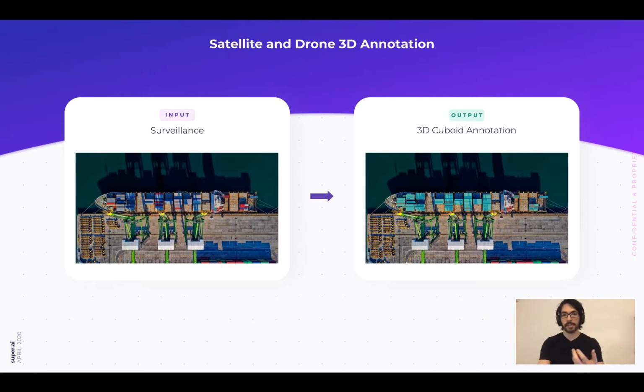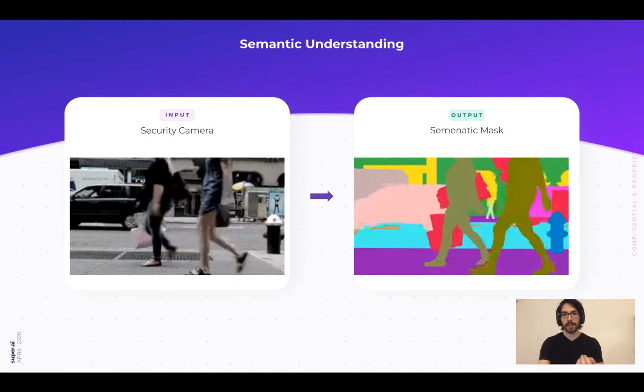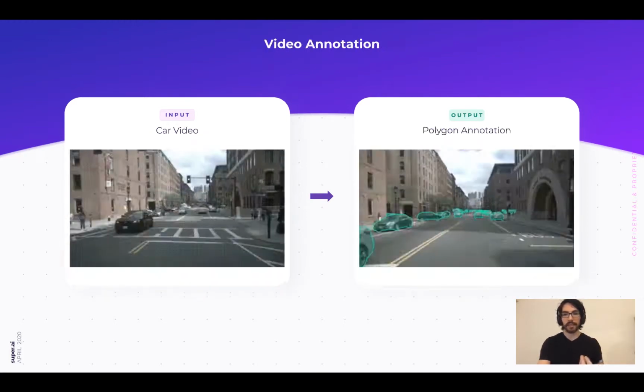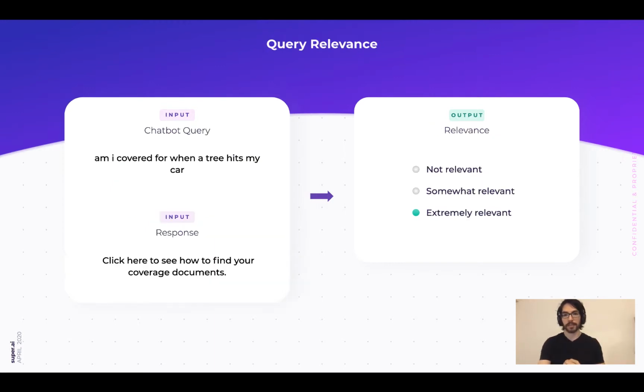Our customers ask us for 3D annotation of satellite and drone data. So these are cuboid annotations, object detection, image annotation, whether it's cuboids, ellipses, polygons, etc. Semantic understanding of video, video annotation, text classification, so categorizing emails or conversations into support routing applications.